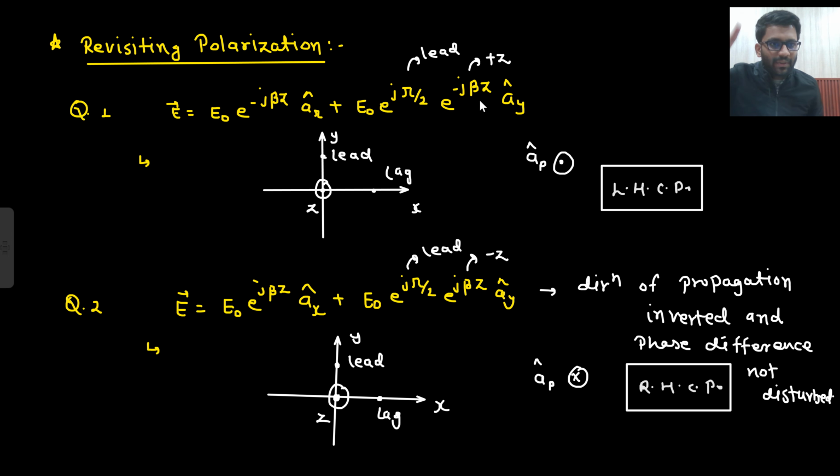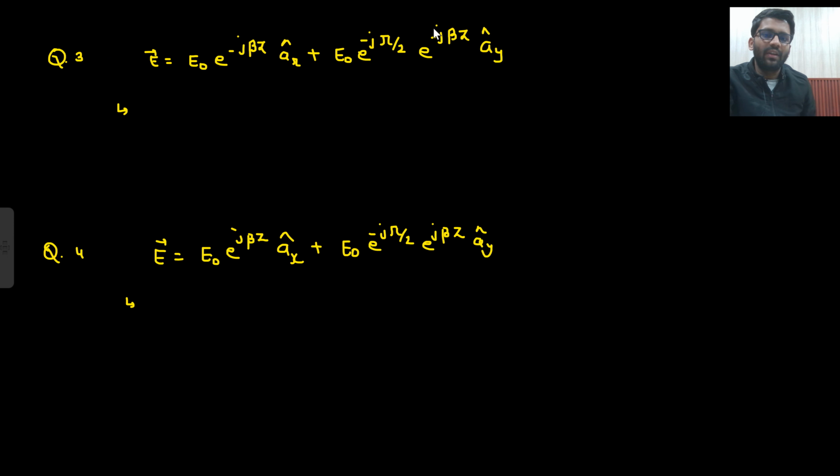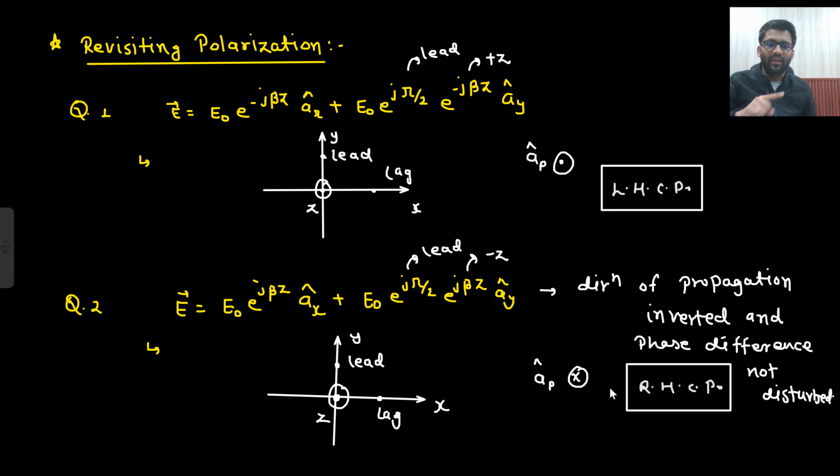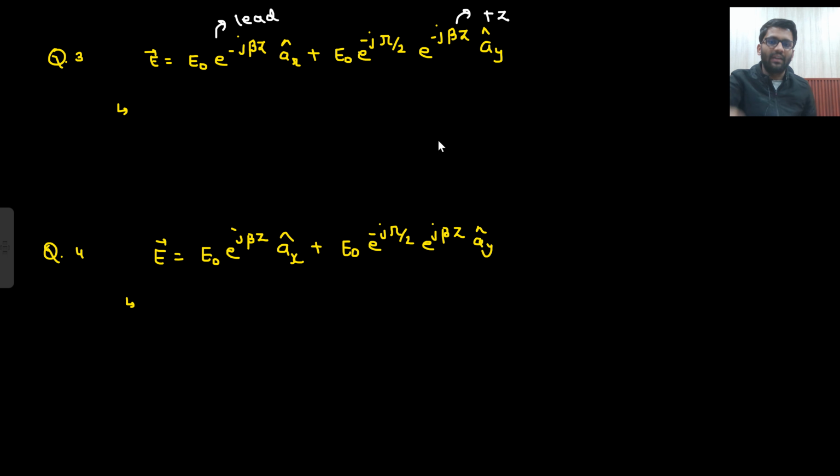Yes. Now with respect to question 1, we will take the direction of propagation to be plus Z only, but we will change the phase now. What is the direction of propagation? Plus Z only. But this one was at lead, and now this one is at lead. Here the change is that lead has become lag and lag has become lead. So again I will make the XY axis.